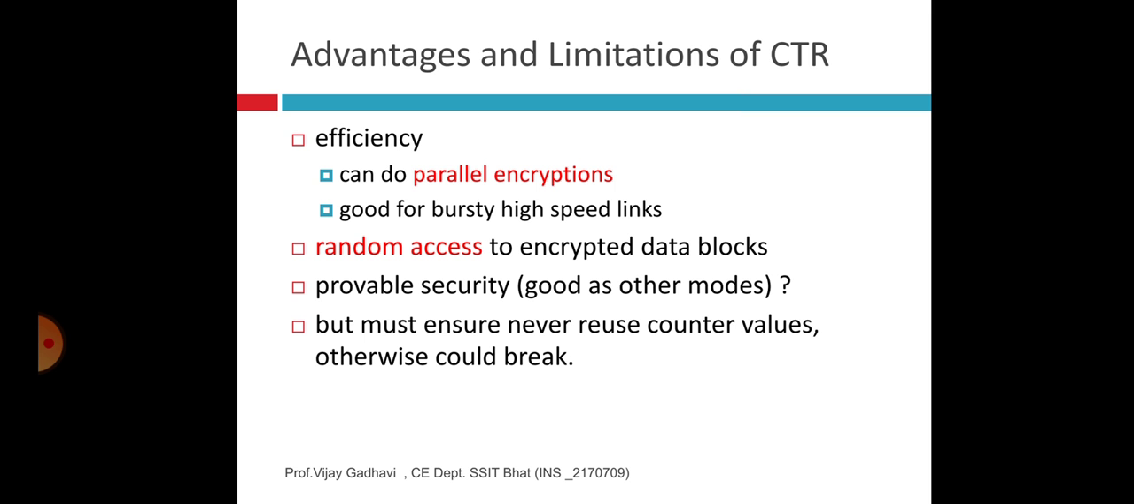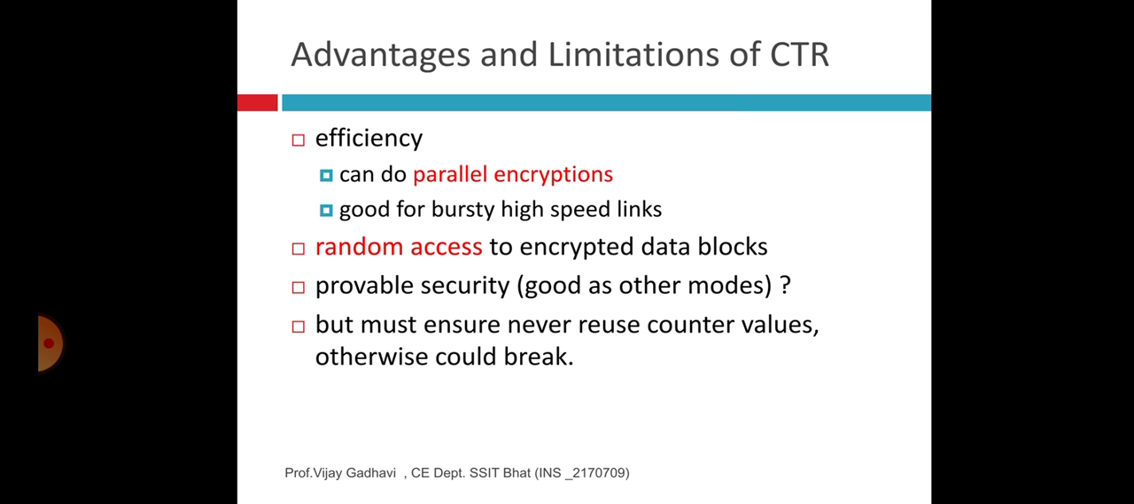Advantages and limitations of CTR. First is efficiency, can do parallel encryption. Here you can perform many encryptions in parallel. That's a kind of parallel processing. The process is encryption. It's good for high speed links.